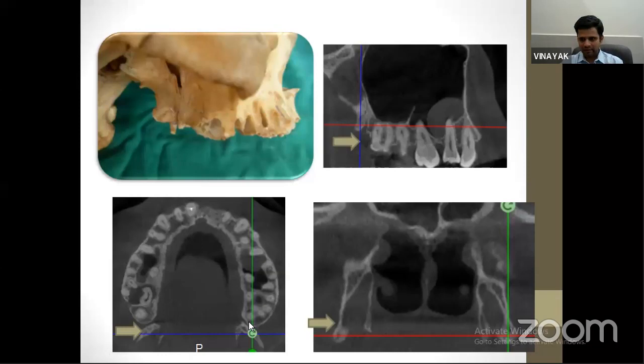So while doing that, you have to come here and engage the medial pterygoid plate, right? So these are the two pterygoid plates, the lateral pterygoid plate and the medial pterygoid plate, which is distal to the third molar after your pterygoid hamulus. Okay, sir?